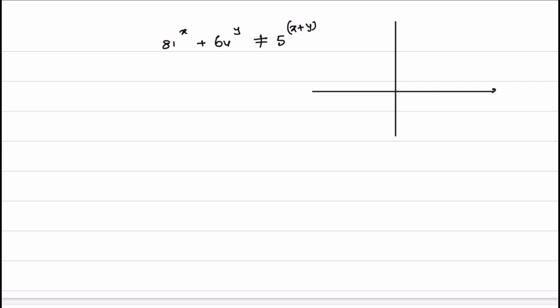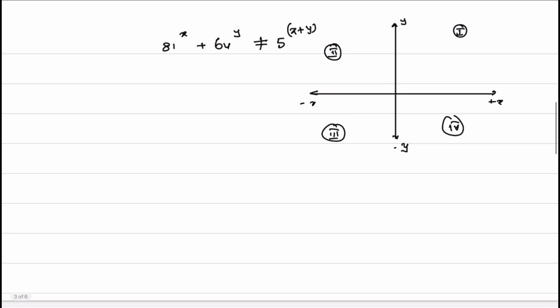Take this graph, with four quadrants, let us say. This is the first quadrant, this is the second quadrant, this is the third quadrant, this is the fourth quadrant. If I talk about the first quadrant, x positive, the solution x equal to 0, y equal to 0 is ruled out. It is not passing through the origin. Let us find out if this curve is passing through the first quadrant.